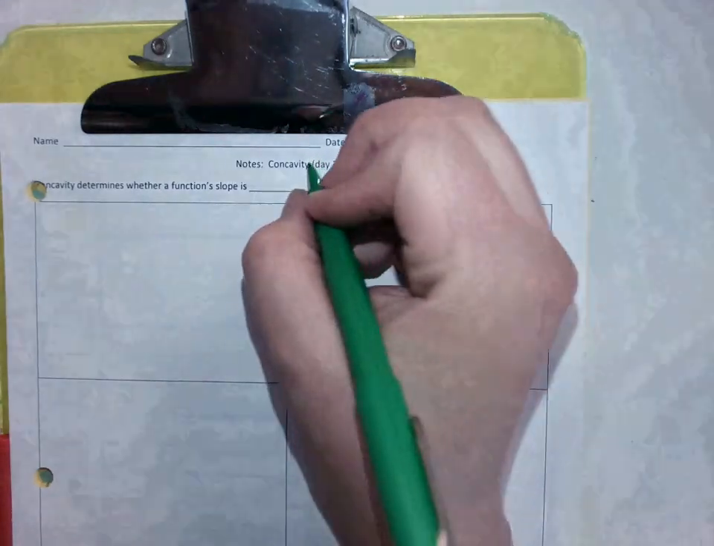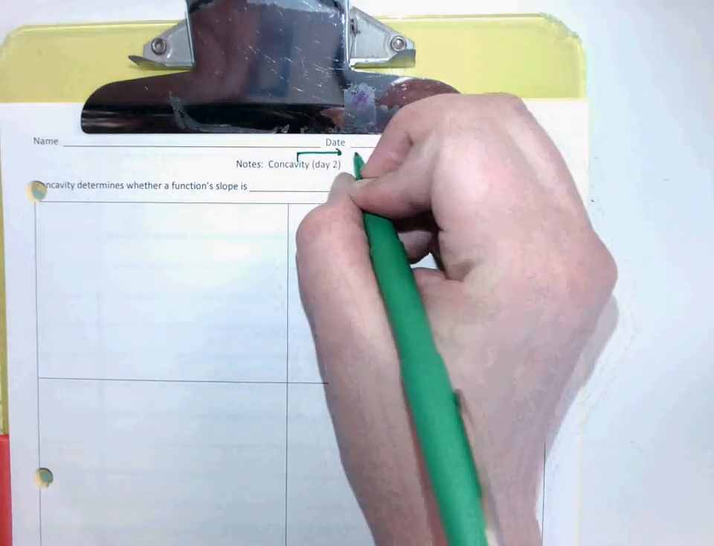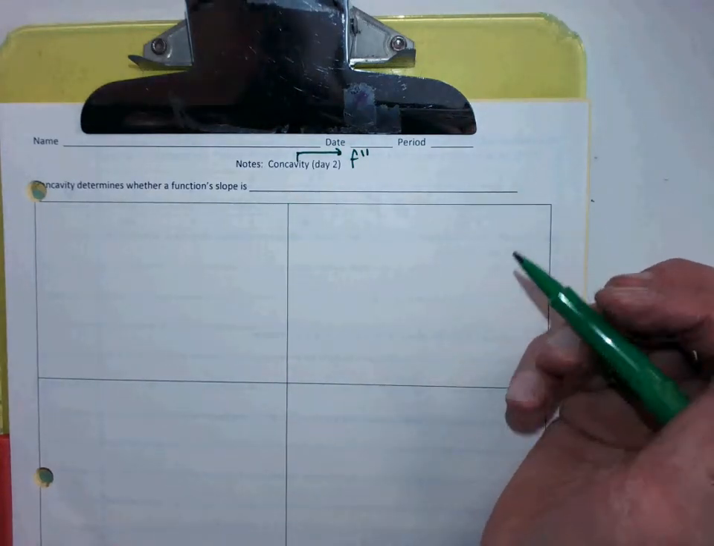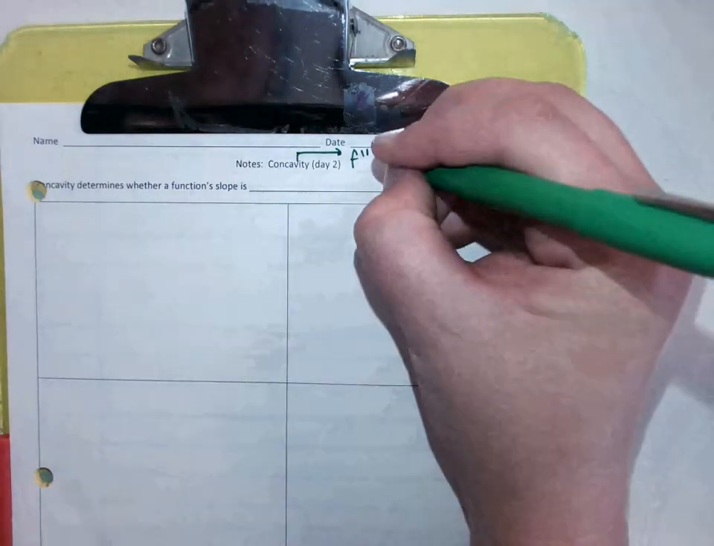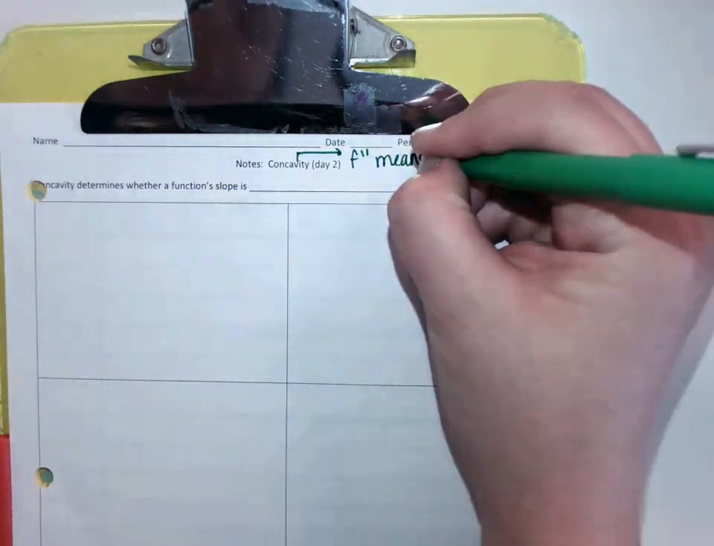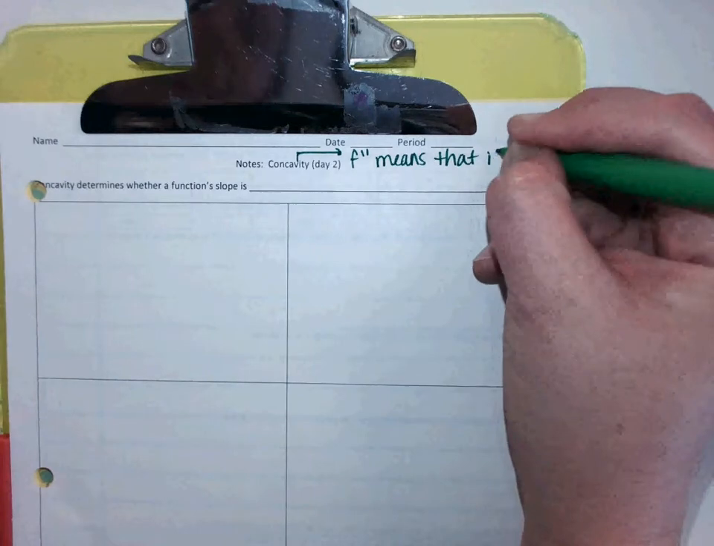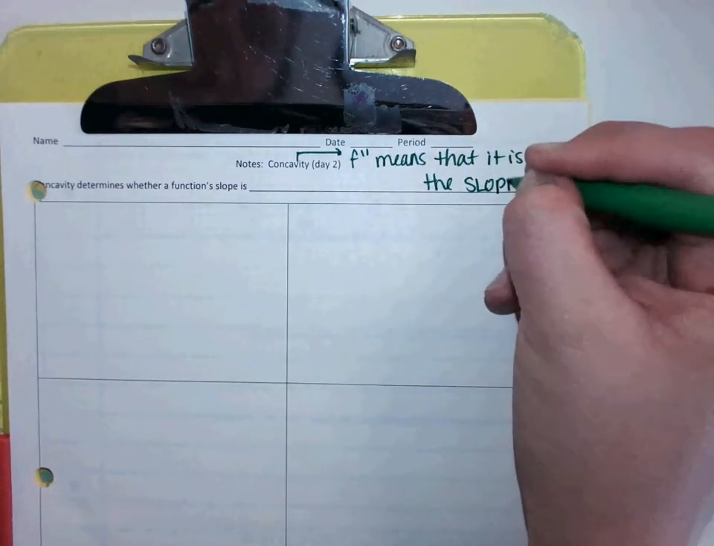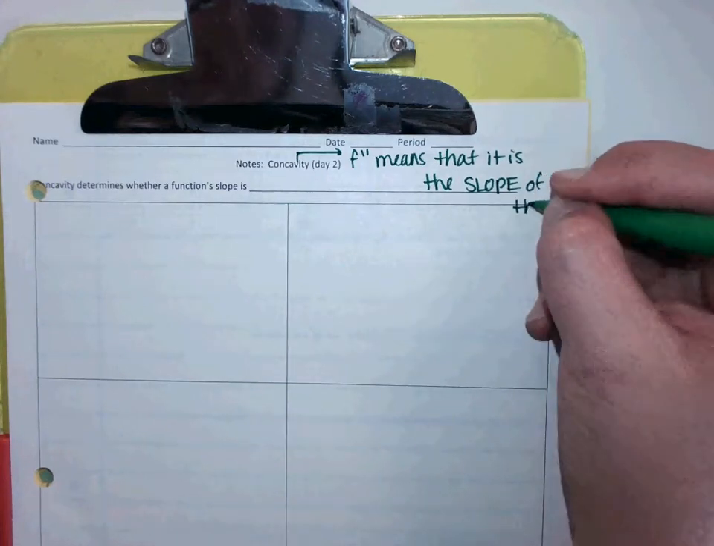Okay, so concavity. Let's talk about what concavity is besides just knowing what the picture is. Concavity, we're going to put it up here at the top. Concavity is f double prime, which means that it is the slope of the slope.